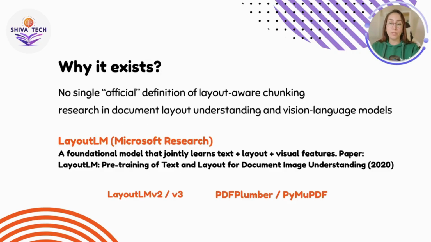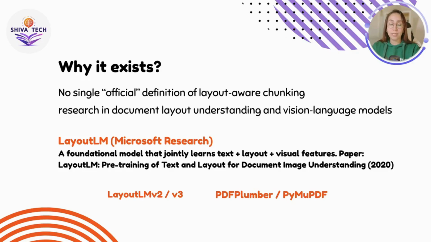As I mentioned, there is no official definition for layout-aware chunking strategy, but it is inspired by research in the domain of document layout understanding and vision language models. The research first comes from the LayoutLM model. This model considers three types of embeddings: one for text, one for positional encoding, and one for 2D layout embedding. Later, the second version came two years later, if I remember correctly, and it uses CNN and ResNet models to extract visual features based on pixels.